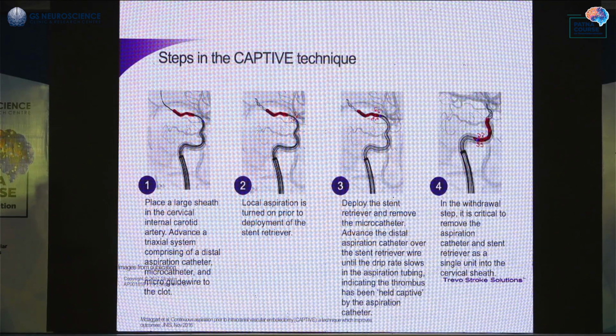Now the CAPTIVE, in which they advance the microcatheter through the thrombus. Then before deployment, they start aspirating, and then deploy the stent. So there is some difference in all the three techniques described by the different individuals.